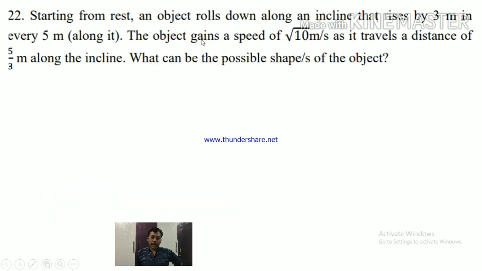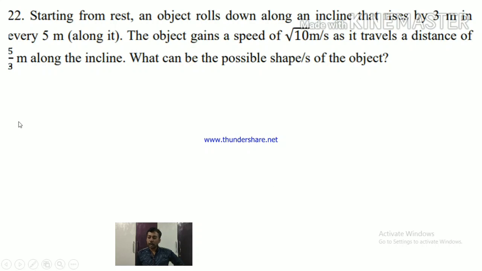Starting from rest, an object rolls down along an incline that rises by 3 meter in every 5 meter along it. The object gains a speed of root 10 meter per second as it travels a distance of 5 by 3 meter along the incline. What can be the possible shape of the object?